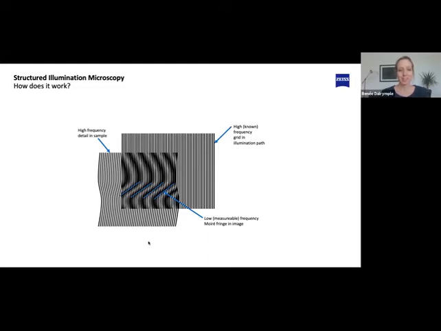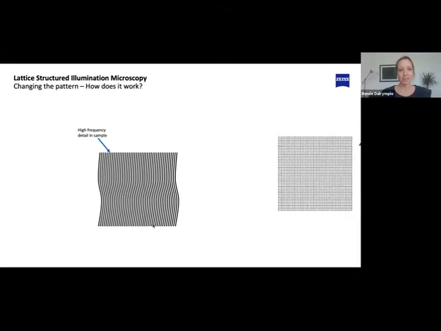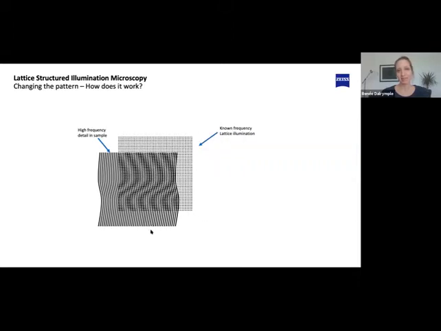So in a nutshell, that is how classical implementations of structured illumination microscopy work. And in those classical implementations, we use a stripe pattern like you see here. Now, a couple of years ago, Zeiss really wanted to push structured illumination microscopy even further. And in order to do that, we developed different optics which allowed us to change the pattern of the structured light to utilize a three-dimensional lattice pattern rather than a striped pattern.